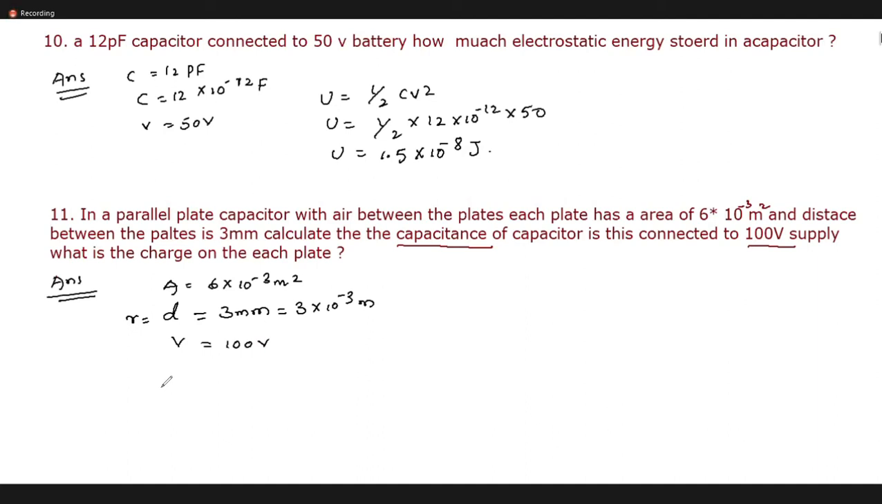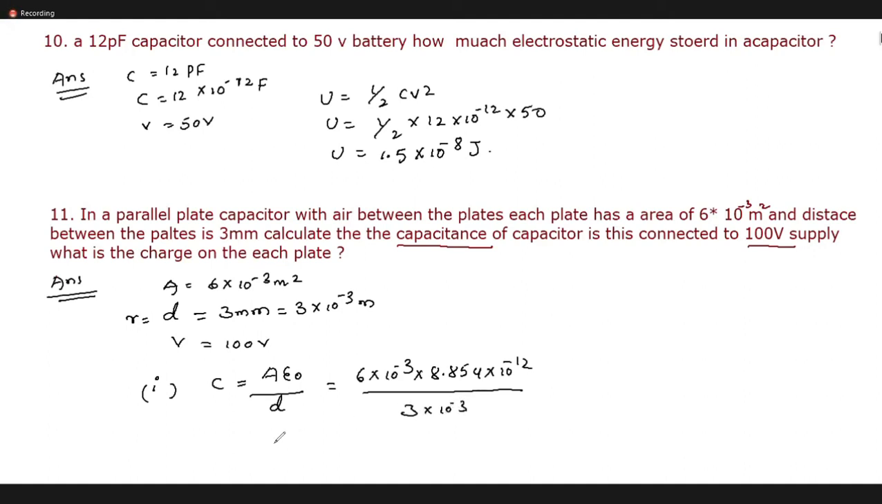Now first you need to calculate the capacitance. What is the capacitance formula? A epsilon naught divided by d. Then C is equal to, please calculate this. A is equal to 6 into 10 to the power of minus 3 into 8.854 into 10 to the power of minus 12 divided by d. d is 3 into 10 to the power of minus 3. So let's calculate the C.